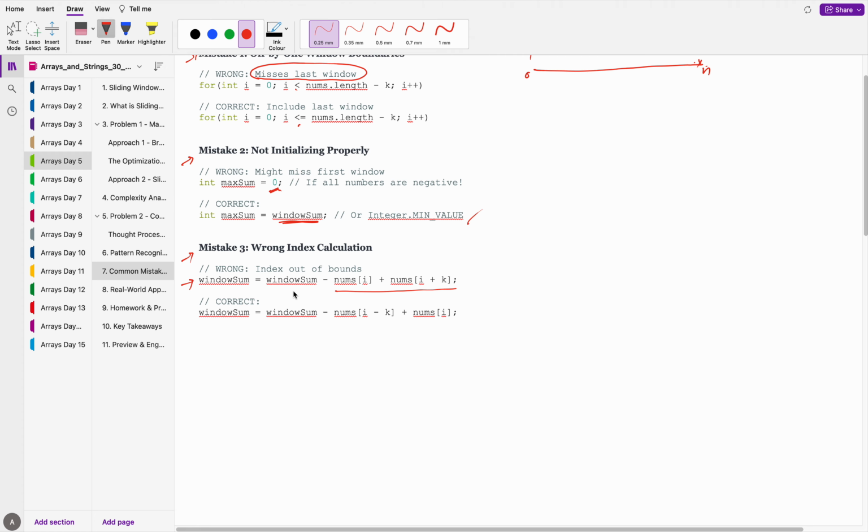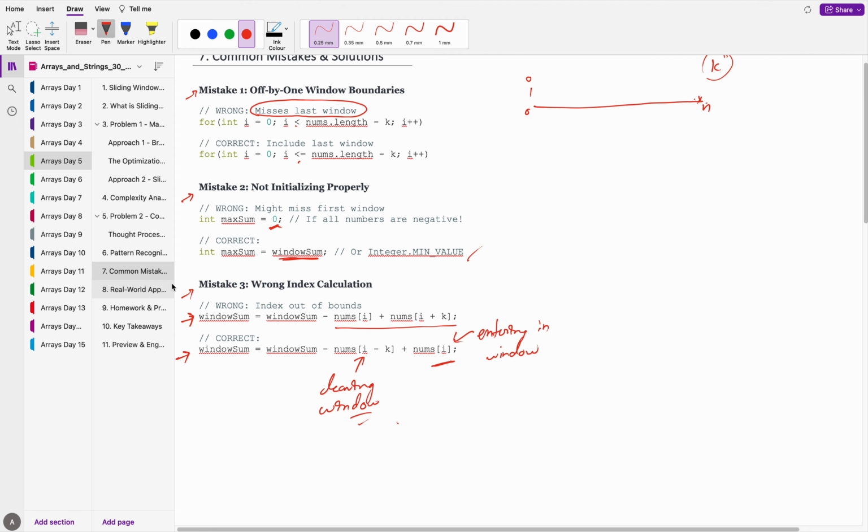Okay. So this is about when we were subtracting the leaving item and adding the entering item, right? So window sum minus nums[i] and plus nums[i + k], it was not like that. What was it? Window sum minus nums[i - k] plus nums[i]. Okay. This is the item entering the window. This is the item leaving the window. Right? Item leaving window. So please be careful about these three things majorly.